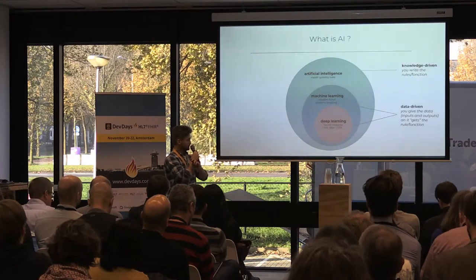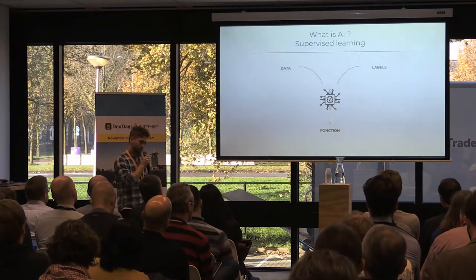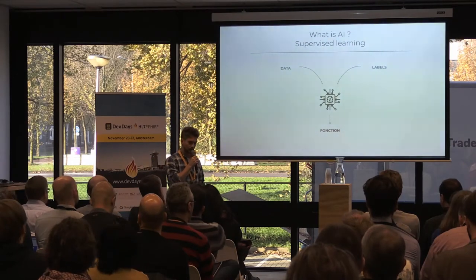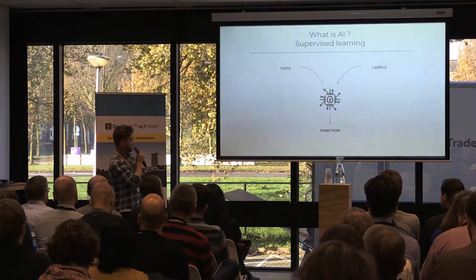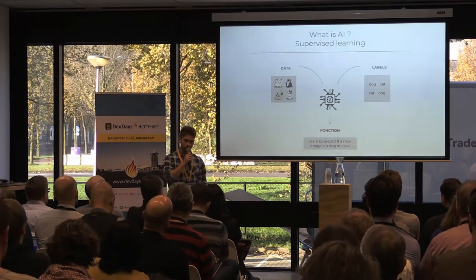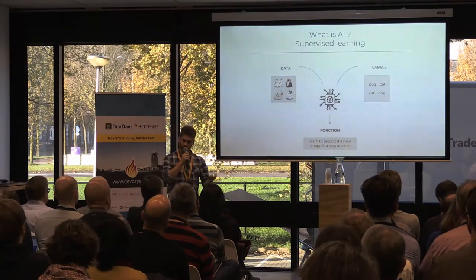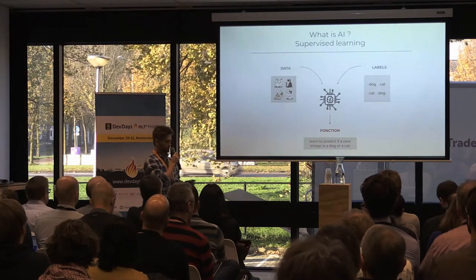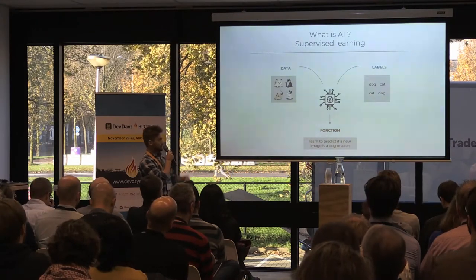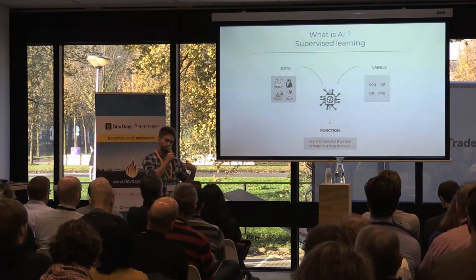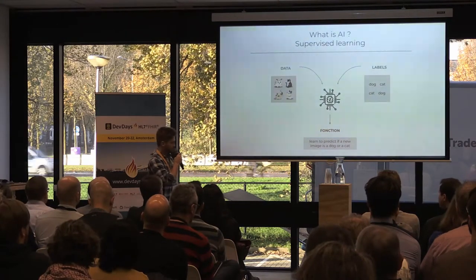And one specific task in artificial intelligence is what we call supervised learning. This is very common. This is the most common one. You have data, let's say images of dogs and cats, and you have labels. So you label the data, you say what it is. Okay, this image is a dog, this one is a cat. And you train an algorithm to predict what the data is with the label. So the output of supervised learning is a function that takes some data in input and outputs a prediction, the label, the target.